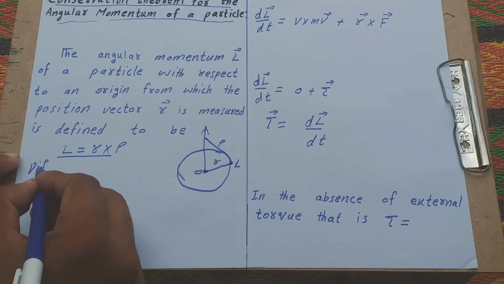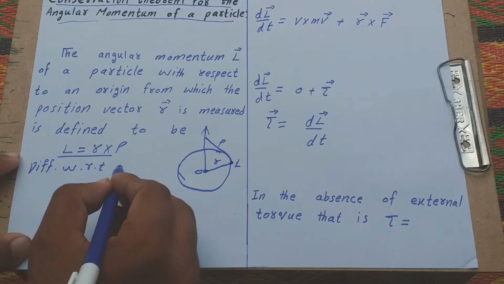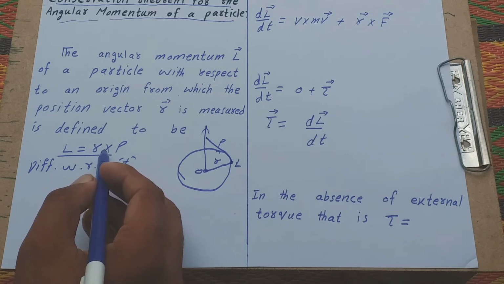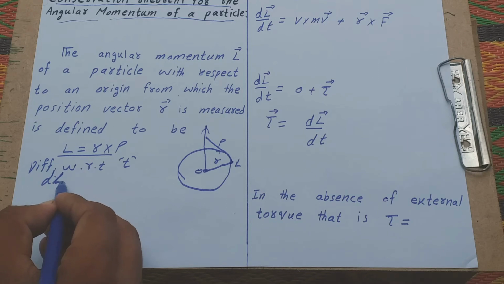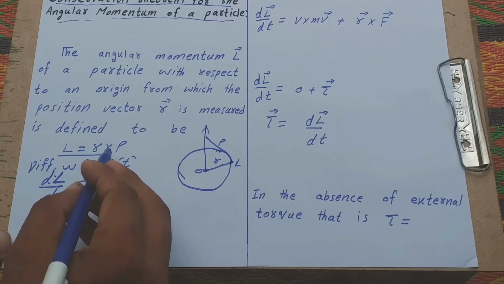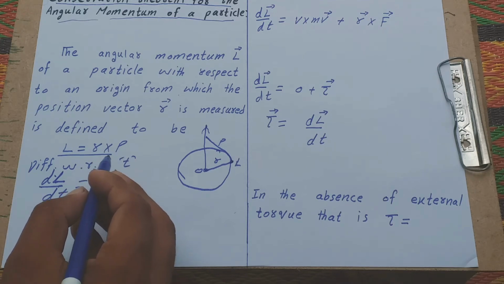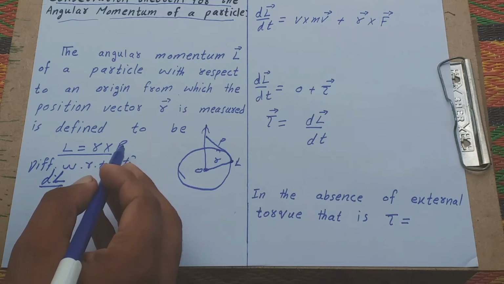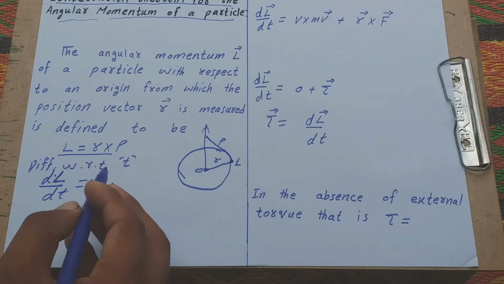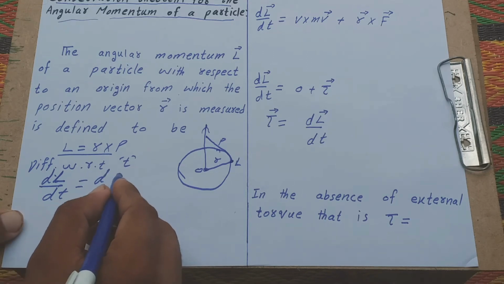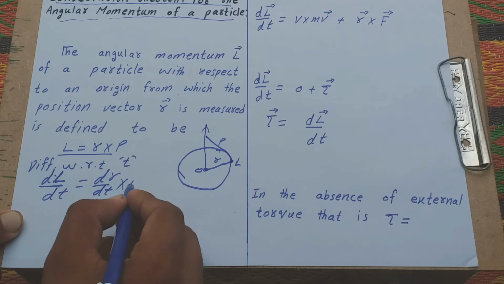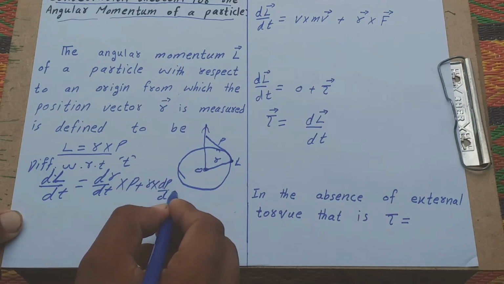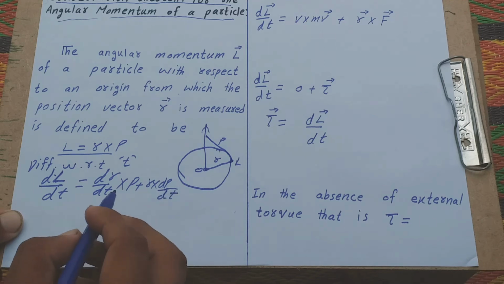Now, the differentiation of angular momentum with respect to time. For example, given position and momentum, we take the derivative of angular momentum. If r cross p is given, we first consider p constant and take the derivative of r, then we consider r constant and take the derivative of p. This means we apply the product rule here.